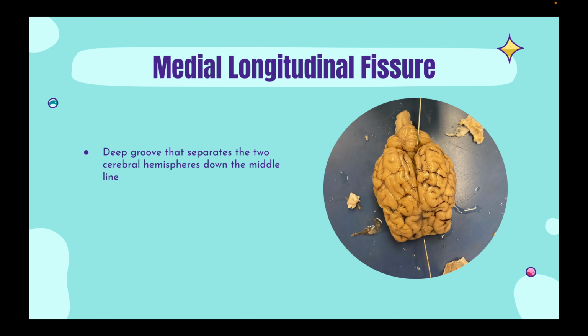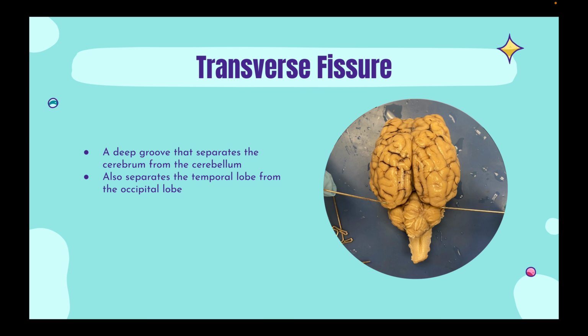The medial longitudinal fissure is a deep groove that separates the 2 cerebral hemispheres down the middle line of the brain. The transverse fissure is a deep groove that separates the cerebrum from the cerebellum, and it also separates the temporal lobe from the occipital lobe.